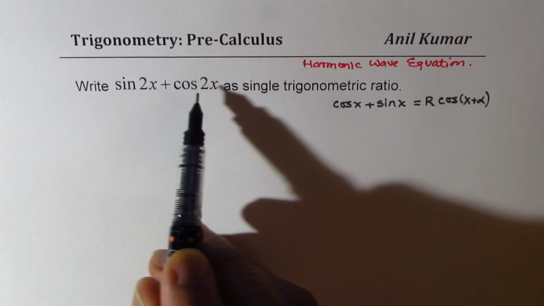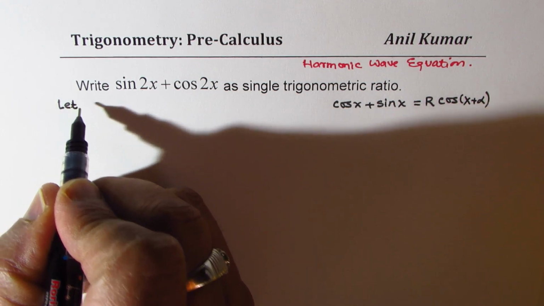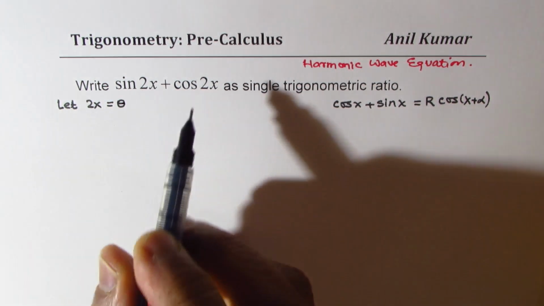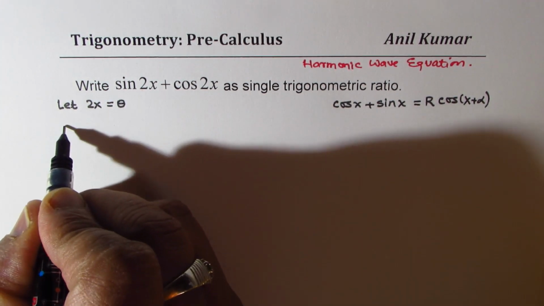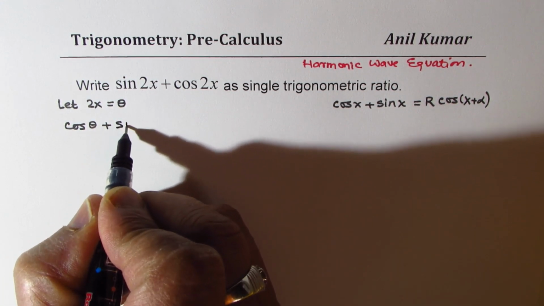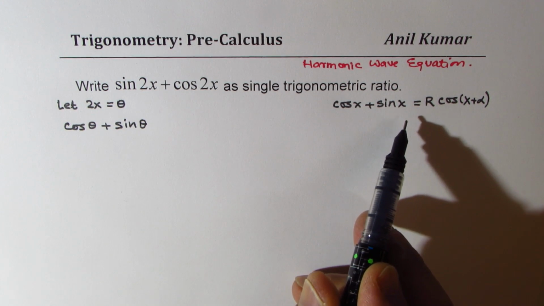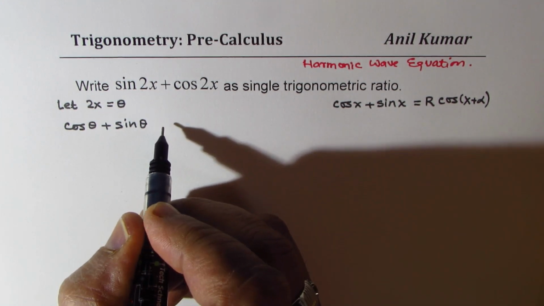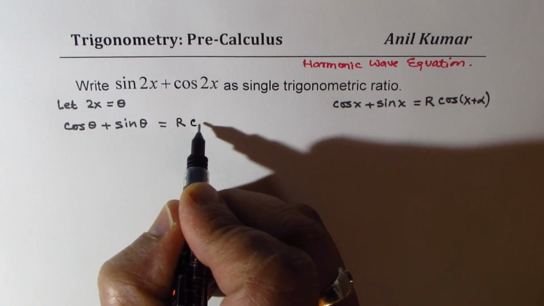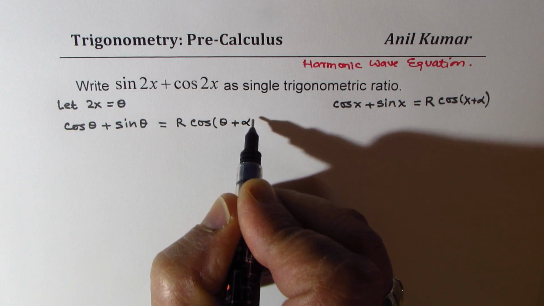Now, since we have 2x terms, let me make one assumption here. Let 2x equal theta. Then I'll write the equation as cos theta plus sin theta. Now this becomes very similar to what we have. So we could write this as equal to r times cos of theta plus some phase shift.